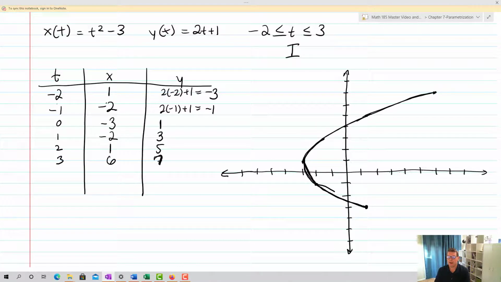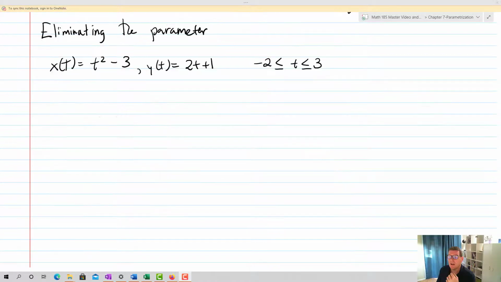All right? And in fact, what you'll see as you do more work in physics is that this also gives me a direction. Because as t increases, I'm moving in this direction along the curve. All right, so it gives me that extra added piece of information. Now, let's suppose that what we want to do now is actually eliminate that parameter.